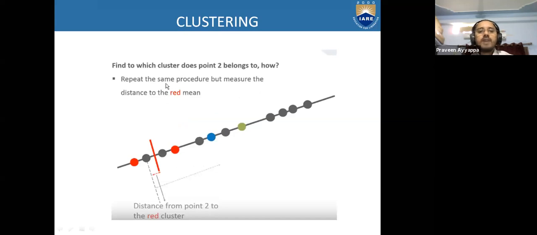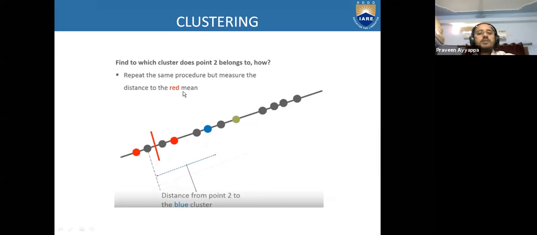Next, find which cluster point 2 belongs to, and how. Repeat the same procedure, but measure the distance to the red mean. Here, the distance from point 2 to the red color, this is the mean value I am going to calculate, the distance from this to this one. Then measure the distance from point 2 to the blue.